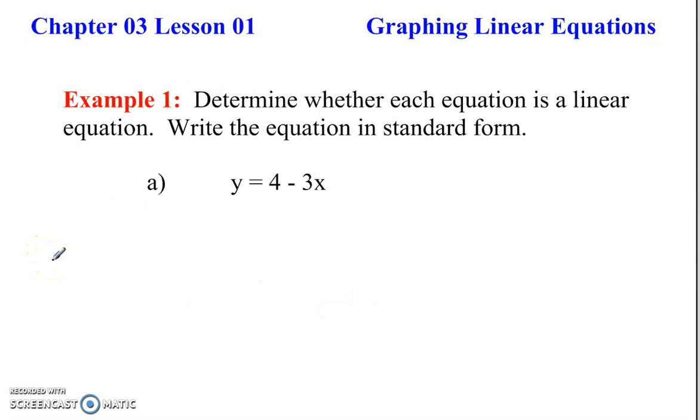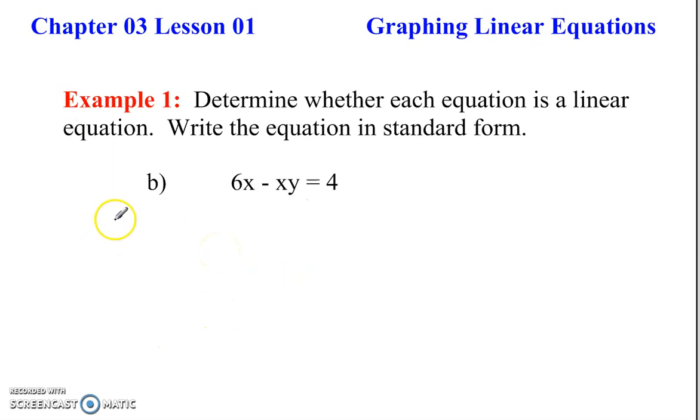So, determine whether this is linear. Any linear equation can be written in standard form. So I can add 3x to each side, because remember x and y have to be on the same side for standard form. Add 3x here, then we get 3x plus 1y equals 4. That's in standard form. So this is a linear equation.